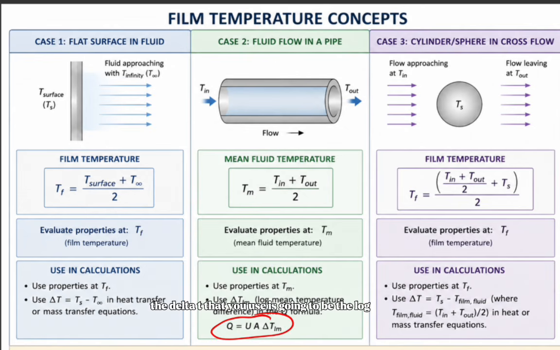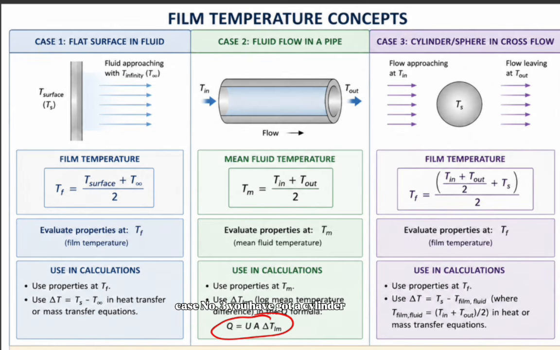The delta T that you use is going to be the log mean temperature difference. What I have in the picture says Q is equal to UA delta T_LM, using the overall heat transfer coefficient. But for us, we'll be using what we have been using for conduction, convection, and radiation. Just to give you an idea, your delta T_LM is what you'll be using whenever you are dealing with a fluid that is flowing inside a pipe.